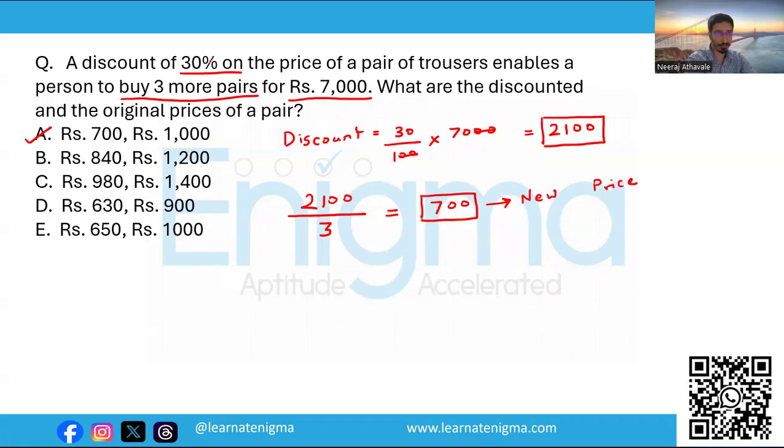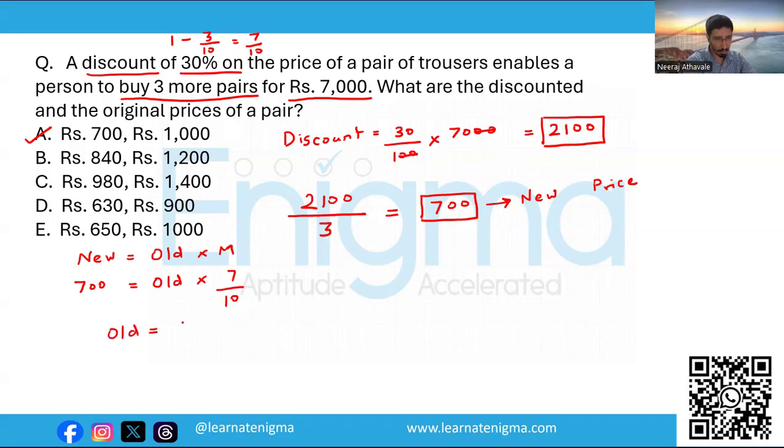Now, this new price is after 30% discount. Now, we know the formula. New value is equal to old into multiplier. Now, the new price is 700. Old price we have to find out. Now, here it is a discount. So, the multiplier will be 1 minus the fraction equivalent of this, that is 3 by 10. So, that is 7 by 10. So, solving this, you will get the answer as old price is equal to 1000 rupees.